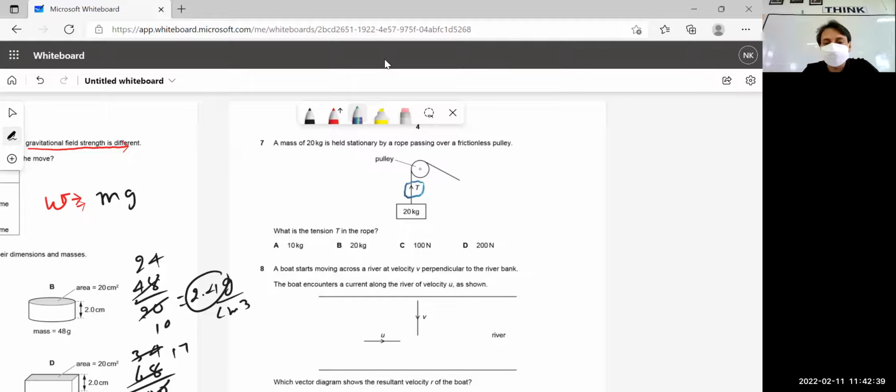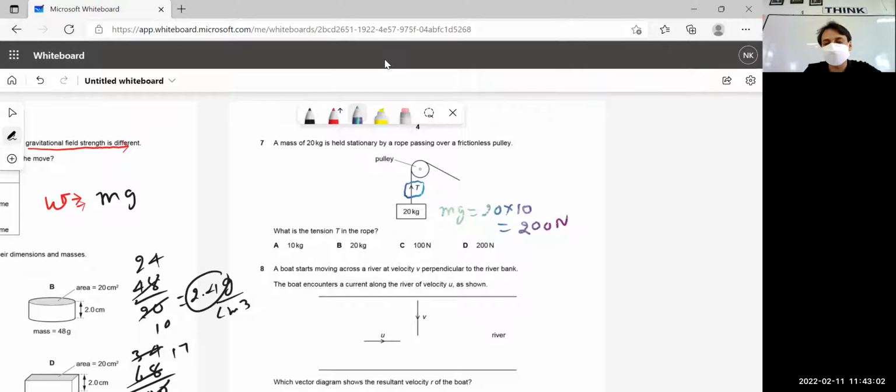Tension in the string. Mass is attached. There is a mass, there is a force in the upward direction. So what is the total weight acting downward? Total weight, mass is there, m into g, that is the weight. So 20 into gravity, we can take 10, and that is equal to 200 Newton.